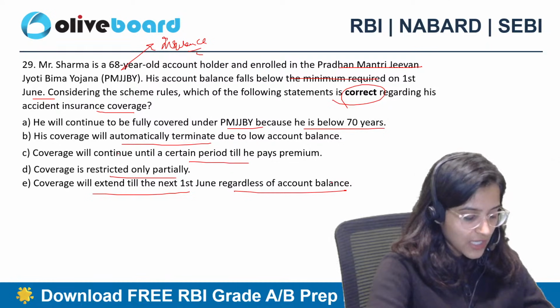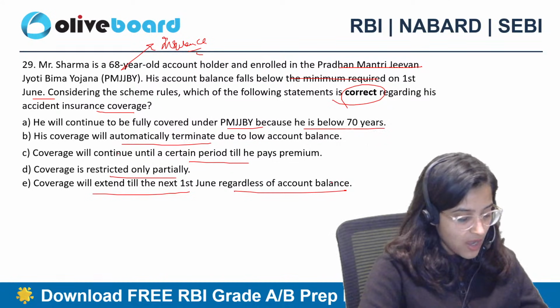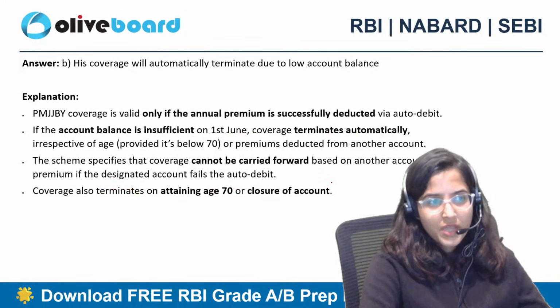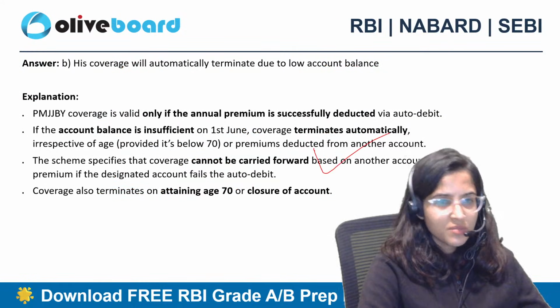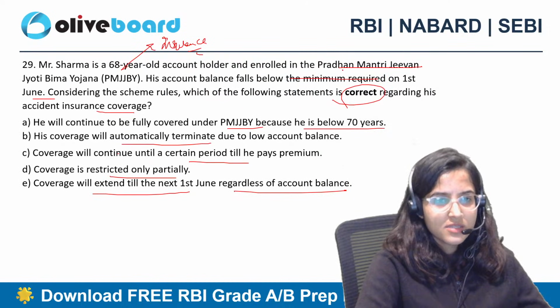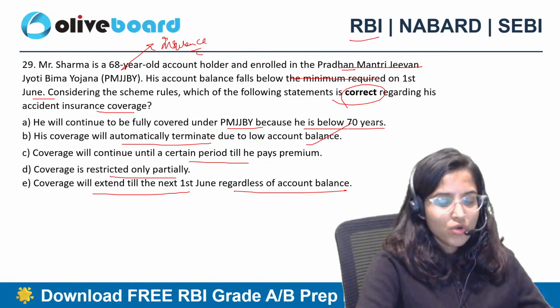29th, I have received A as the answer. Anybody else? Vedant, Bala. The right answer is B. His coverage will automatically terminate due to low account balance. तो A नहीं है, B है इसका आंसर. ठीक है, टर्मिनेट हो जाएगा अगर लो अकाउंट बैलेंस रहेगा.